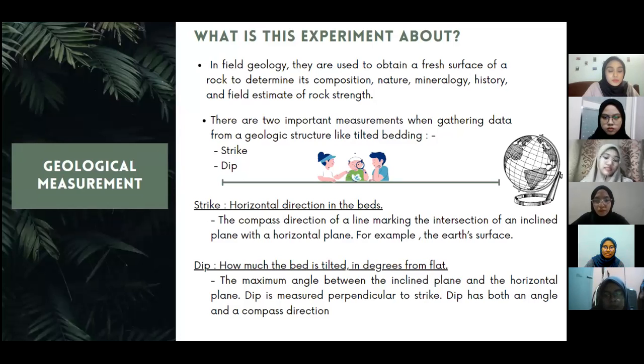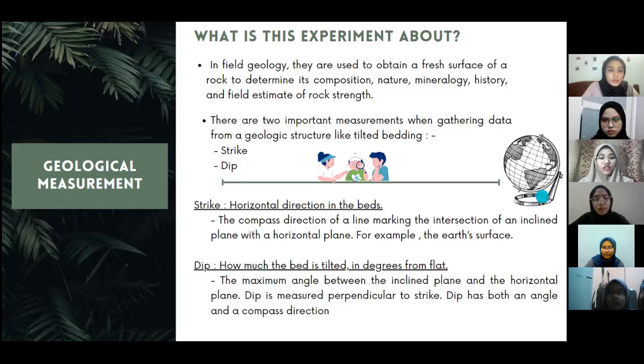And then there is dip. Dip is how much the bed is tilted in degrees from flat, which is the maximum angle between the inclined plane and horizontal plane. Dip is also measured perpendicular to strike and has both an angle and a compass direction.